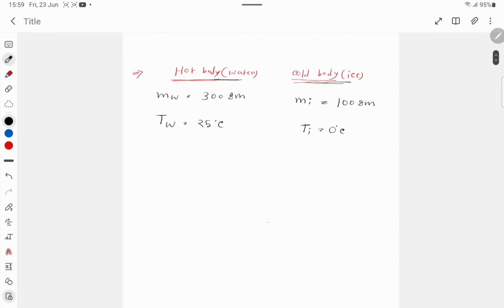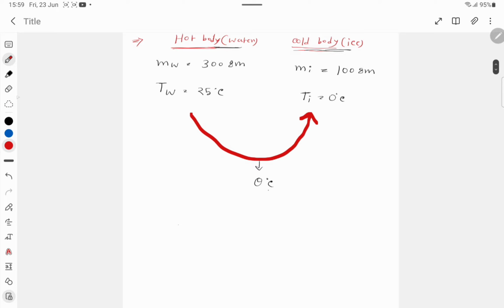So now look at this, from the principle of calorimetry, from a hot body, the temperature always flows from the hot body to the cold body, right? From the hot body to the cold body, the temperature will flow. So now look, from this side to this side, the temperature will flow. After the flow of the temperature, the temperature of the mixture is theta degrees Celsius.